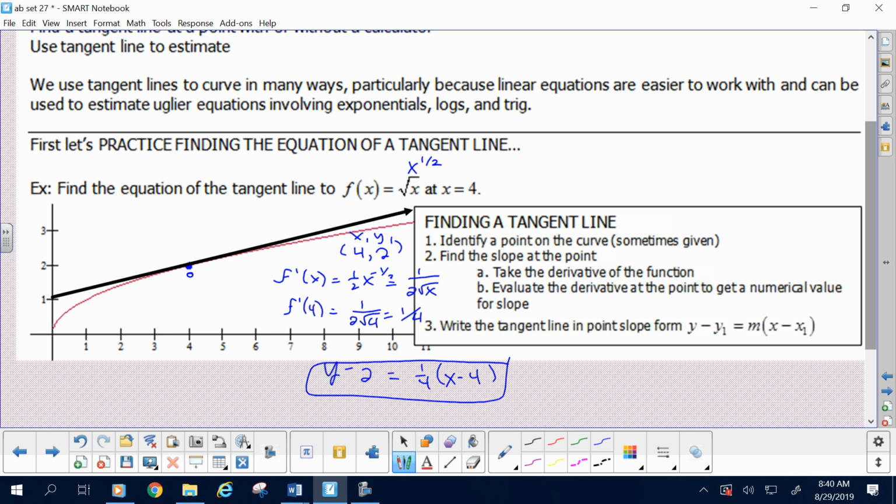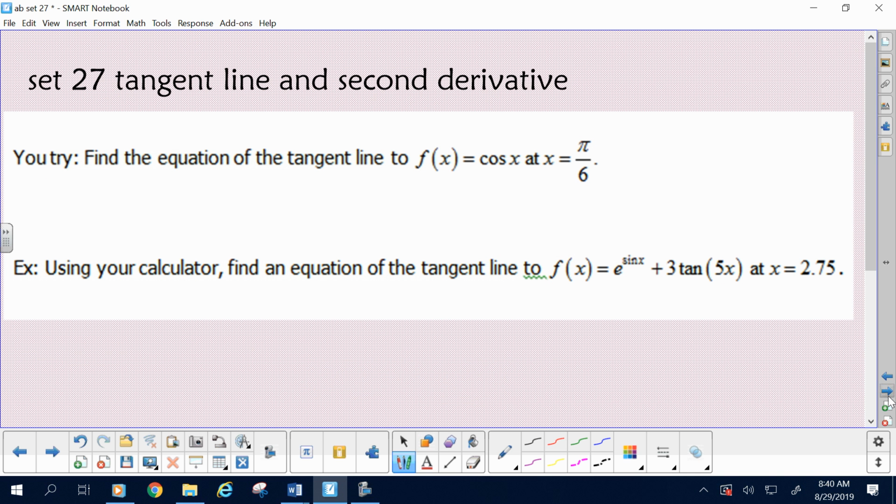Here we go then. Would you give this a try? Use those same steps as you did above to find the equation of the tangent line to cosine of x. Please do talk it over with your neighbors.